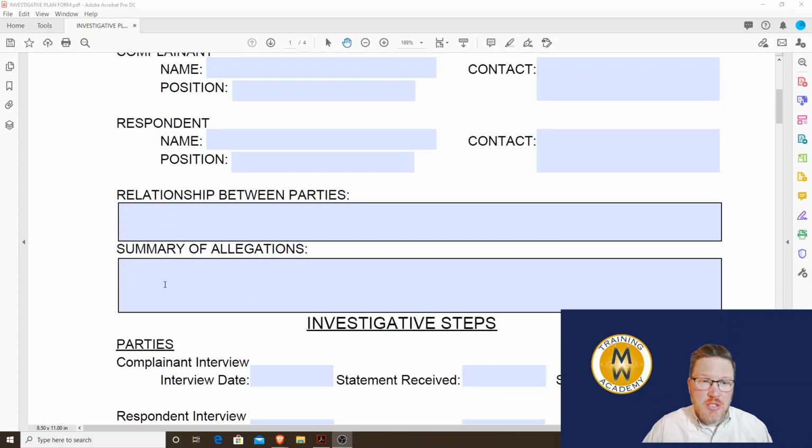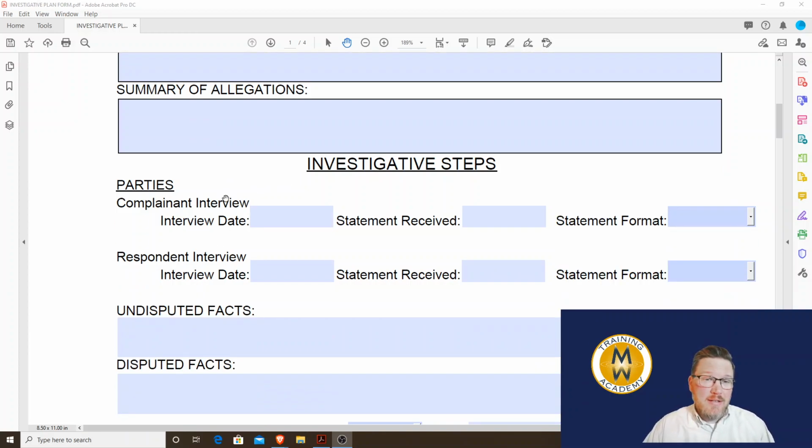The summary is this short for a reason. This is just a very quick 1 to 2 sentence. This is what's being claimed. The complainant claimed that on this date, the respondent sexually assaulted her by touching her breasts in the break room in building C. Very simple. So you have the action that happened, where it happened, basically the who, what, when, why, where, all in 2 sentences. Just very quick glance.